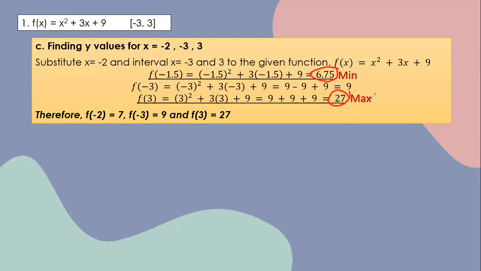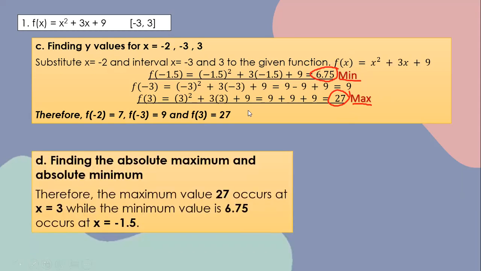So thus, that is our maximum and minimum. Absolute extrema. Okay, finding the absolute maximum and absolute minimum. Therefore, the maximum value occurs at x is equal to 3. Okay, so yun. F of 3 kasi, nung sinubstitute natin yung 3, while the minimum value is 6.75 and it occurs at x is equal to negative 1.5.